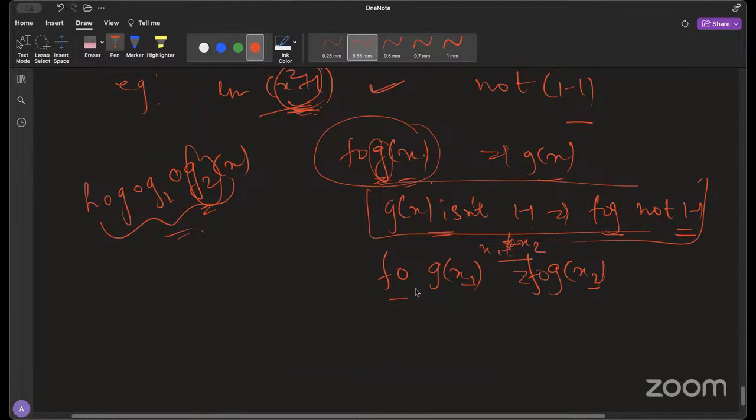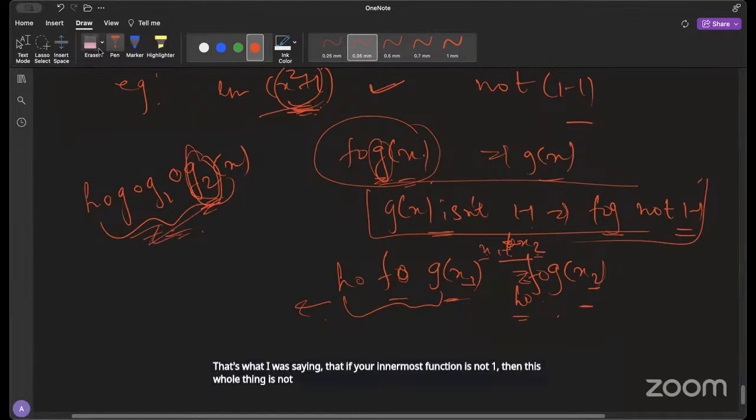Is that fine? Now, if you apply f on both sides, you'll get FOG x1 equal to FOG x2 when these two elements are different. That means for different elements, you have the same value on x1 and x2, which means FOG is not 1, 1. If you apply something else as well, it is still not 1, 1, right? This thing is also not 1, 1. So keep applying things here, that doesn't matter. That's what I was saying. If your innermost function is not 1, 1, then this whole thing is not 1, 1 either.